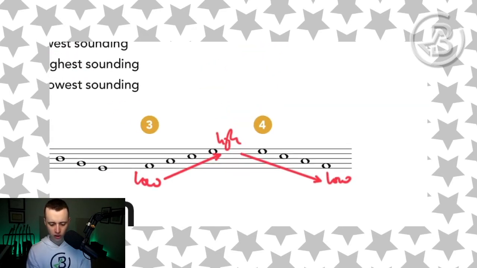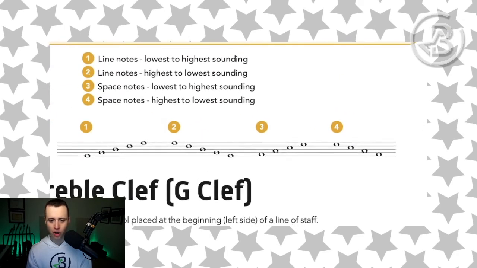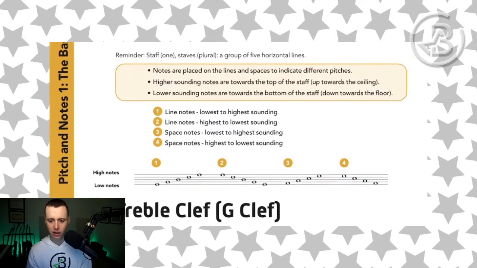And it always works like this. Whenever you have notes that are higher up on the staff, they're always going to be higher than the notes that are below them on the staff.